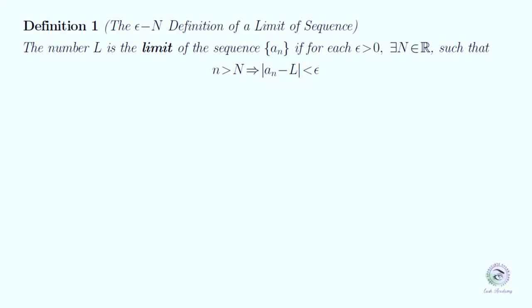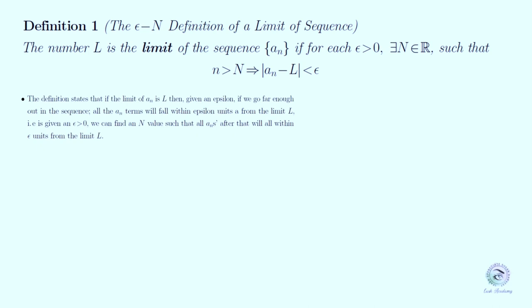Now, let's list the epsilon-N definition of the limit of a sequence. The number L is the limit of the sequence a_n if for each epsilon greater than 0 there exists a real number N such that n greater than N implies that the absolute value of a_n minus L is less than epsilon. The definition states that if the limit of a_n is L, then given an epsilon, if we go far enough out in the sequence, all the a_n terms will fall within epsilon units from the limit L. That is, given an epsilon, we can find an N value such that all a_n's after it will fall within epsilon units from the limit L.